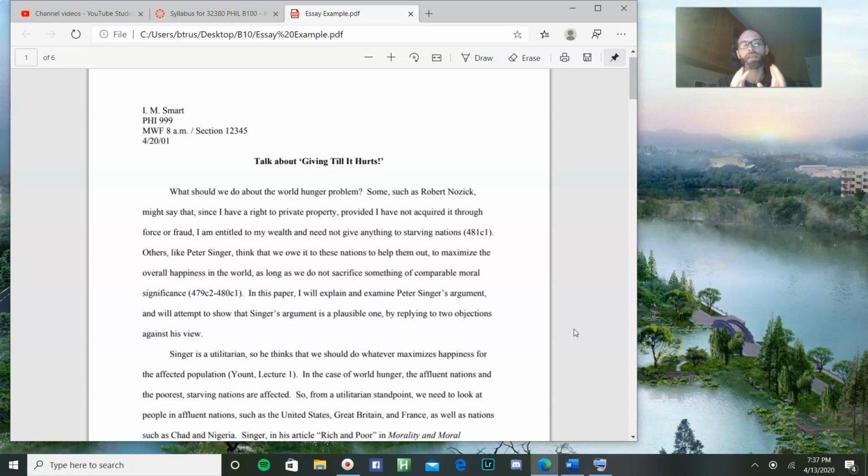I should know by the end of the first paragraph exactly what you're trying to prove, exactly how you're trying to prove it. No surprises after that.